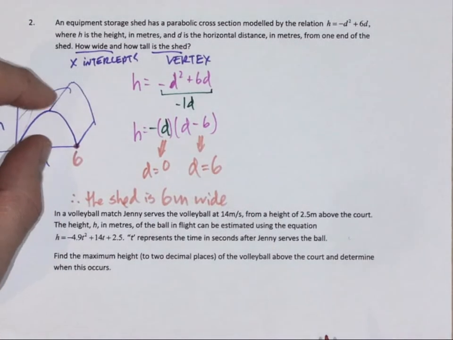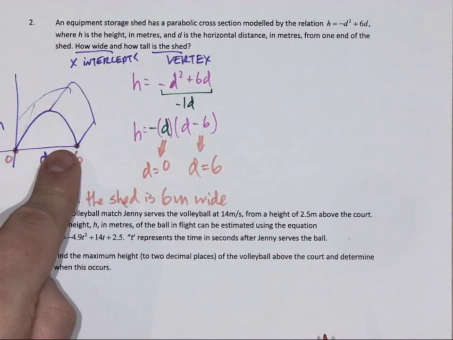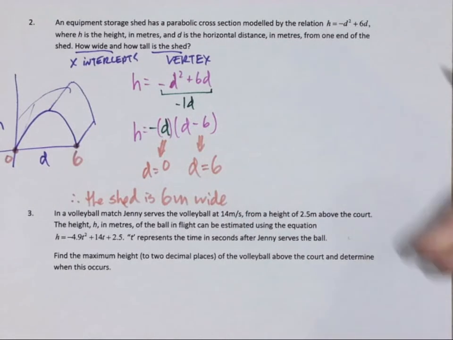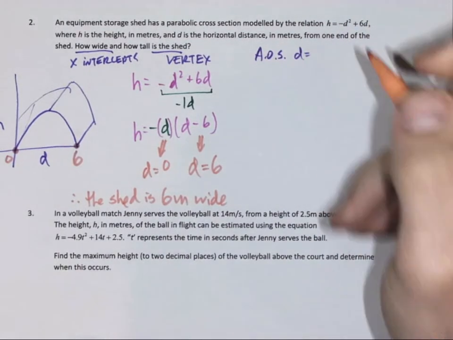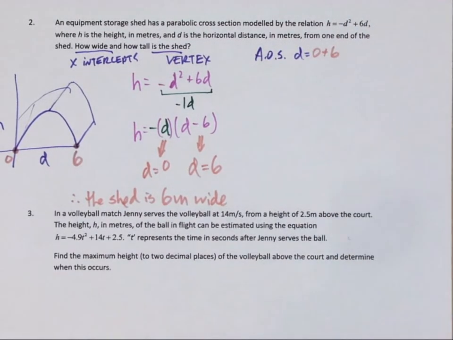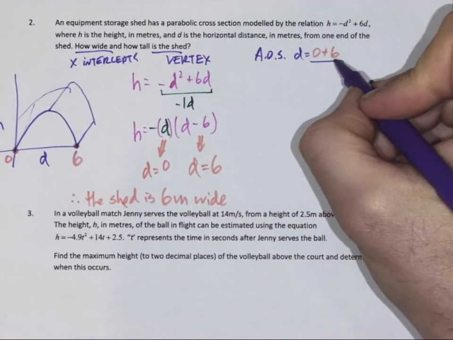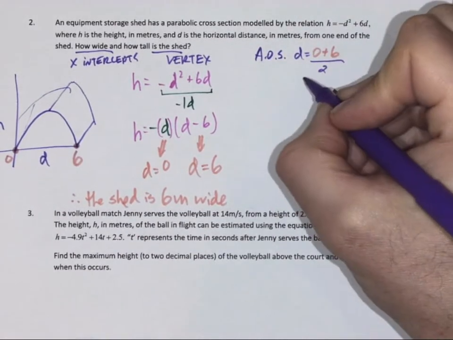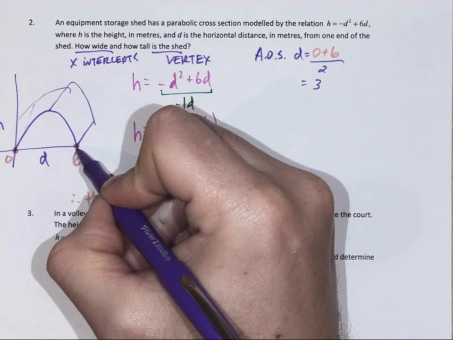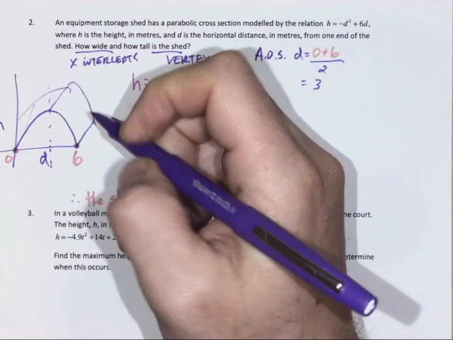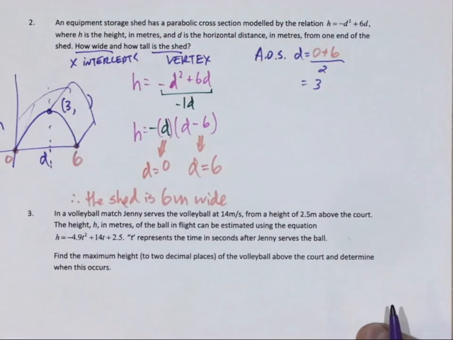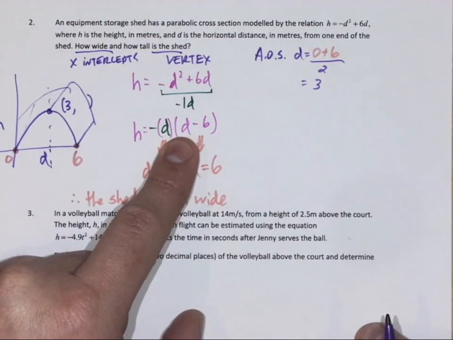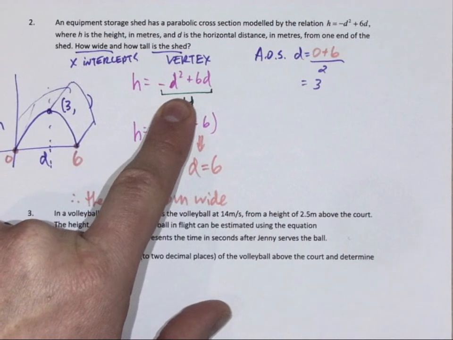To find the height, I need to find the midpoint or the axis of symmetry. So my axis of symmetry x, or in this case d, is going to be 0 plus 6, my two x-intercepts, which in this question are my distance intercepts. 6 divided by 2 is 3. So halfway, we have a distance of 3. We're going to sub that in to either our factored form or our standard form to find the height.